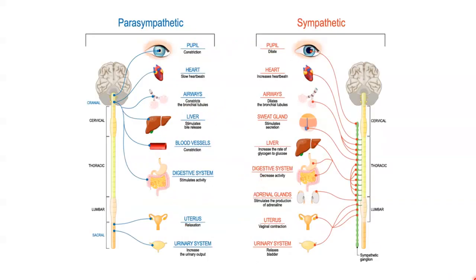Now, the other difference between the somatic and the autonomic nervous system is that the motor division of the somatic nervous system only has one division, whereas the autonomic division has two. Now, I won't go into detail about this now, as this will form the basis of the rest of this module, but the two divisions of the autonomic nervous system are our parasympathetic division and our sympathetic division.